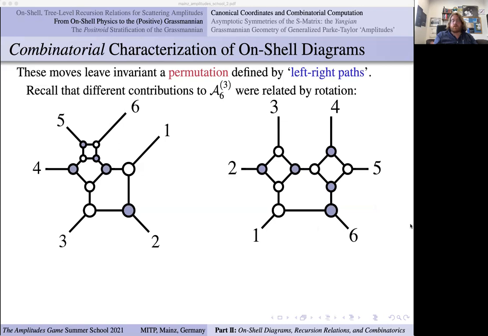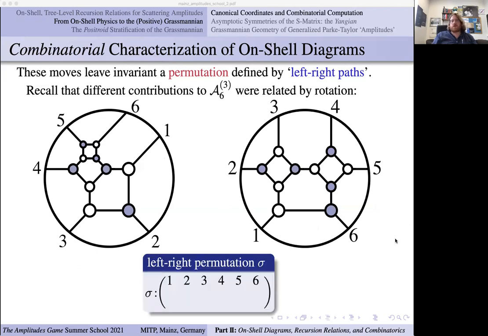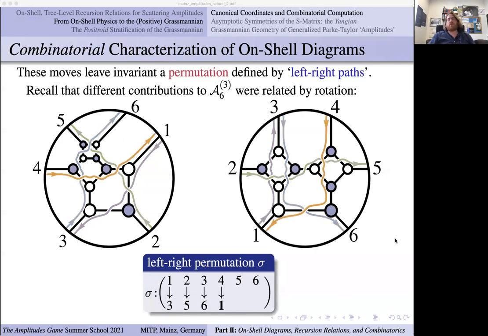And if you believe me that the permutation is clearly left invariant by the moves, but if you believe the converse, then all we need to do is check the permutation labels for the two different graphs. So in each case, leg 1 follows the path, and at leg 3, 2 goes to 5, 3 goes to 6, 4 goes to 1, 5 goes to 2, and 6 goes to 4.